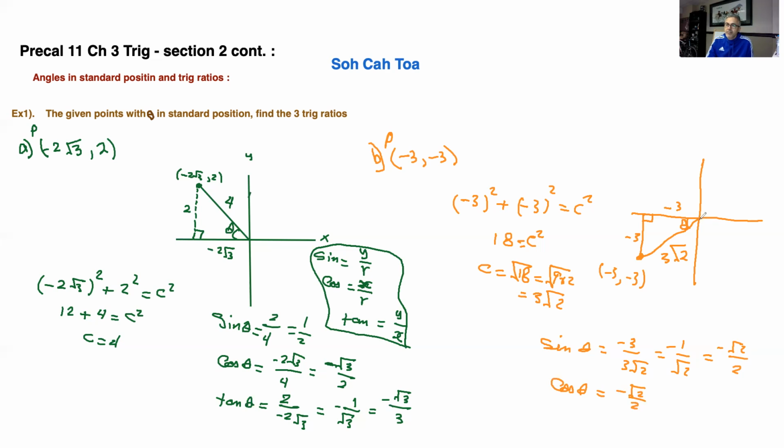And the reason is the sine and the cos equal the same thing since the adjacent and the opposite are the same. And the tangent, tan theta would be opposite, which is negative 3, over adjacent, which is negative 3, which gives me 1.